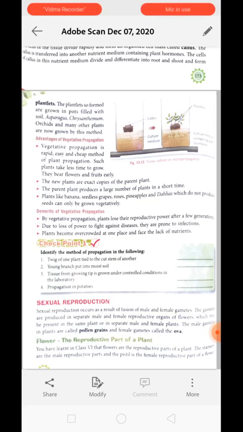Next is, due to loss of power to fight against diseases, they are prone to infection. As we are using the callus or several methods to grow a new plant from the previous plant, basically they are more prone to infection. They can get infection very easily.